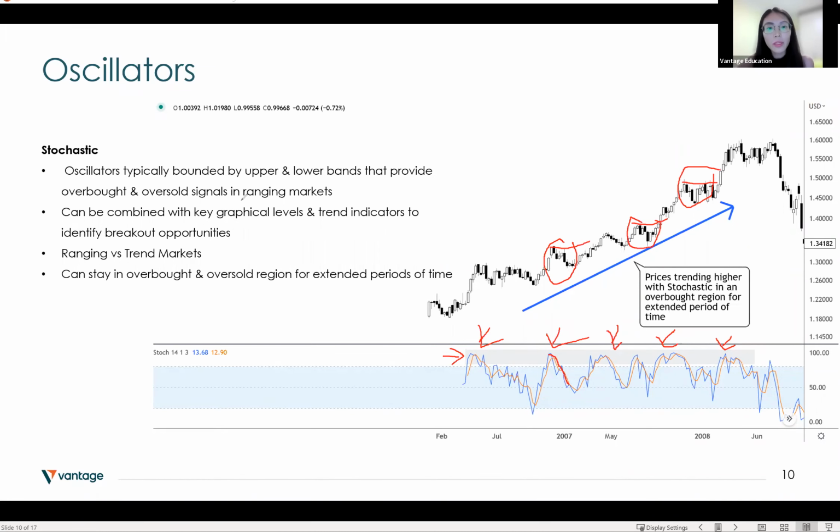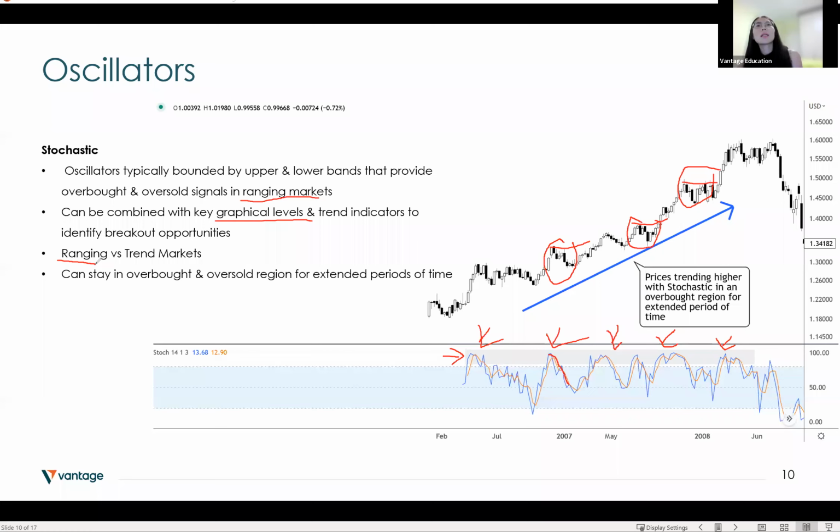So it's important that in stochastics, or in oscillators in general, we apply them in a ranging market. And along with that, we also want to combine them with key graphical levels, like our support and resistance areas, and trend indicators as well, to identify breakout opportunities. Okay, so let's look at ranging and trending markets. We'll take a look at that on the chart as well.